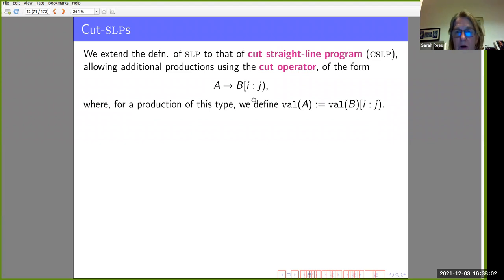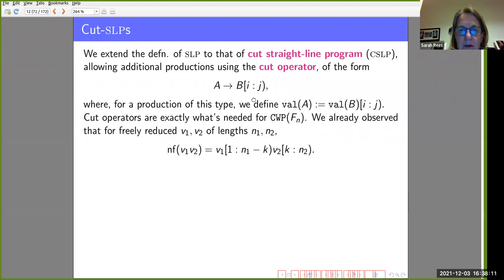Okay, we're adding extra operators, extra types of production to our straight line program, and they're called cut operators, and this is the way they work. So why are we wanting to do this? Well, remember how we solved the compressed word problem in free groups, right?